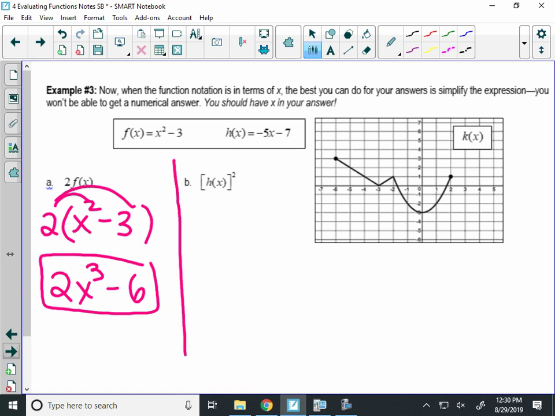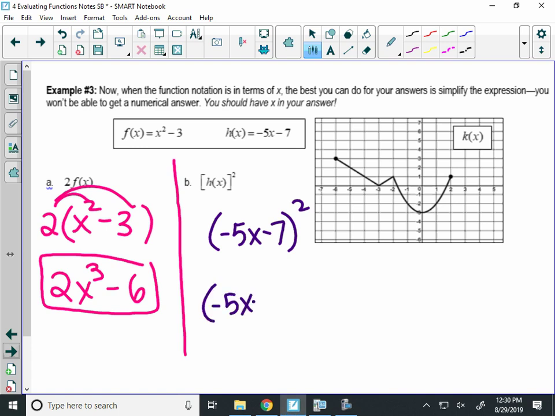H of x, the quantity squared. All right, so first let's put this in parentheses. Let's write negative 5x minus 7 squared. What do I do with this? What do I do, Lauren? Yeah, I have to write it twice.